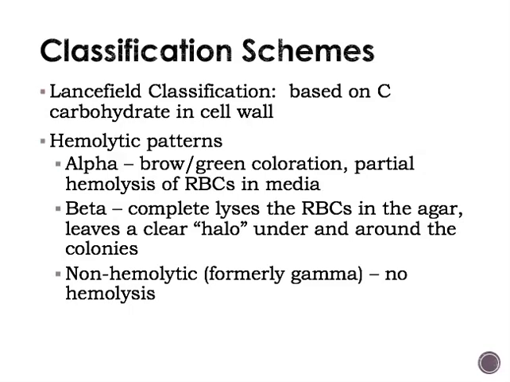So again, remember, your alpha hemolytic organisms are those that only partially hemolyze the red cells in the media, so they're going to leave that brown to greenish coloration around the colony on the media. Beta hemolytic organisms perform complete lysis of the red cells in the agar, and that's going to leave that clearing or halo under and around the colonies. Generally speaking, the strep species will cause a smaller zone of beta hemolysis than the staph do. And then non-hemolytic, also referred to as gamma, there's no hemolysis.